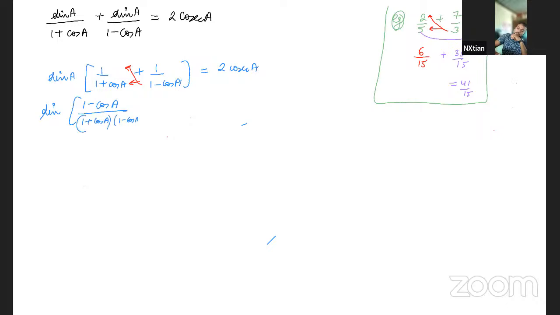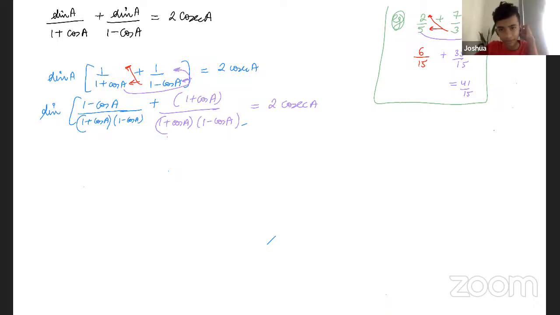Then plus sign will come. And in the same way, this will also multiply with both numerator and denominator. So it will become 1 plus cos A upon 1 plus cos A into 1 minus cos A is equals to 2 cos A. Understood, guys? No. Did you understand? Please tell me.